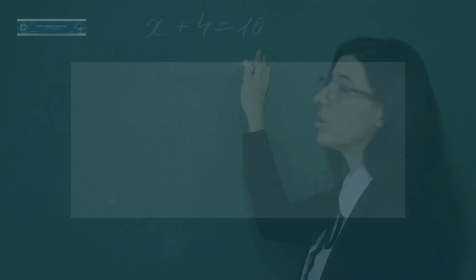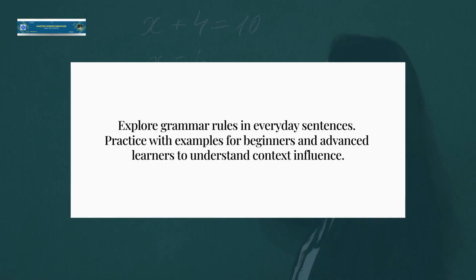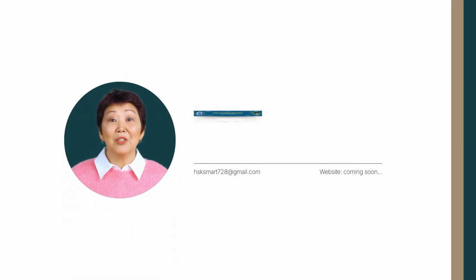See grammar rules applied in everyday sentences. Practice with examples tailored for both beginners and advanced learners, ensuring you understand how context influences grammar usage. By mastering these techniques, you'll navigate Chinese grammar with confidence.